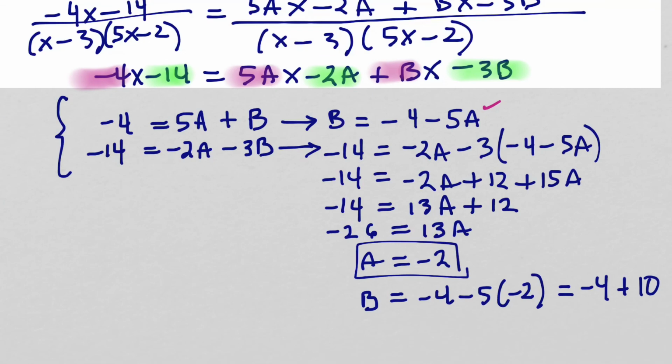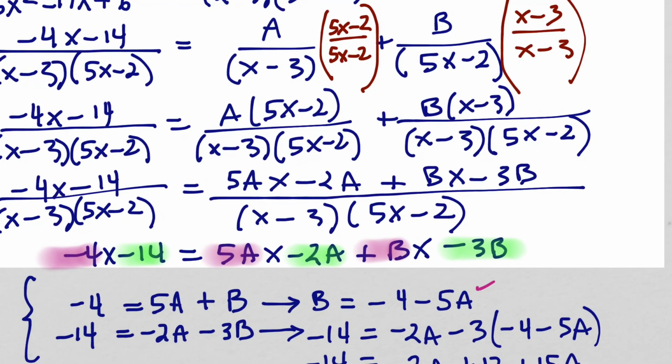So I substituted negative 2 in for a, and then I get negative 4 plus 10, which is 6. So that means b must be 6. So I have a and b. So now we go back up to the top and we see a goes with the x minus 3 factor, and b goes with the 5x minus 2 factor in the denominator.